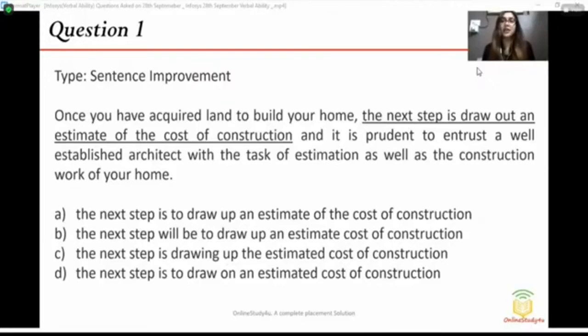So by default, your correct answer option for this is answer option A, that once you have acquired the land to build your home, the next step is to draw up an estimate of cost of construction, and it is prudent to entrust a well-established architect with the task of estimation as well as the construction work of your home.